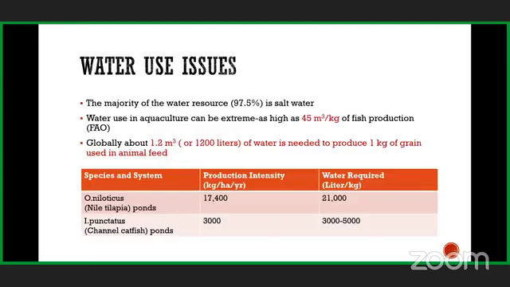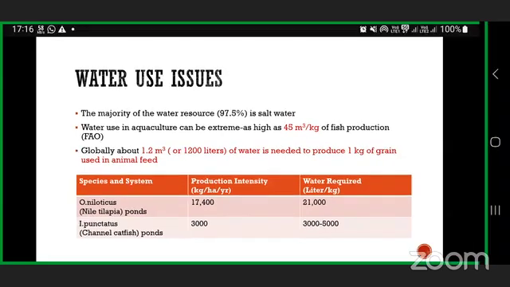Again, water issues: especially in pond aquaculture, we use plenty of water to produce fish. According to FAO, around 45 tons of water is required to produce just a kg of fish. So you can imagine, 45,000 liters of water you are putting in to grow just 1 kg of fish.